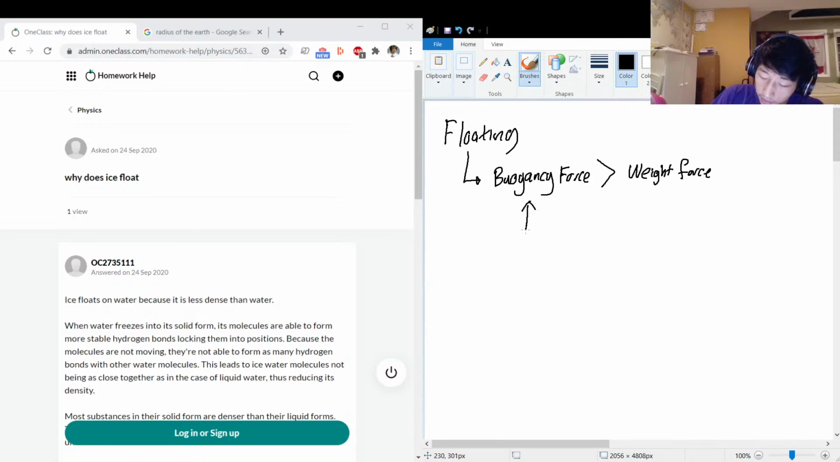Buoyancy force comes from the difference in density, or exists when a thing of interest has lower density than the medium it lives in.